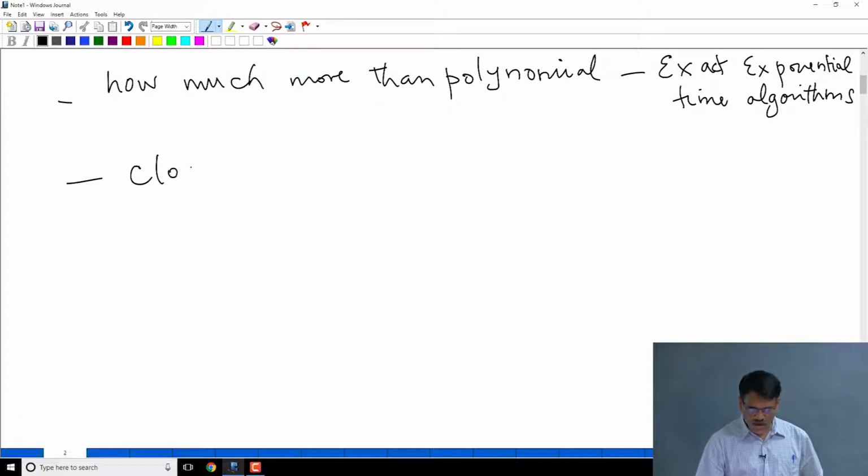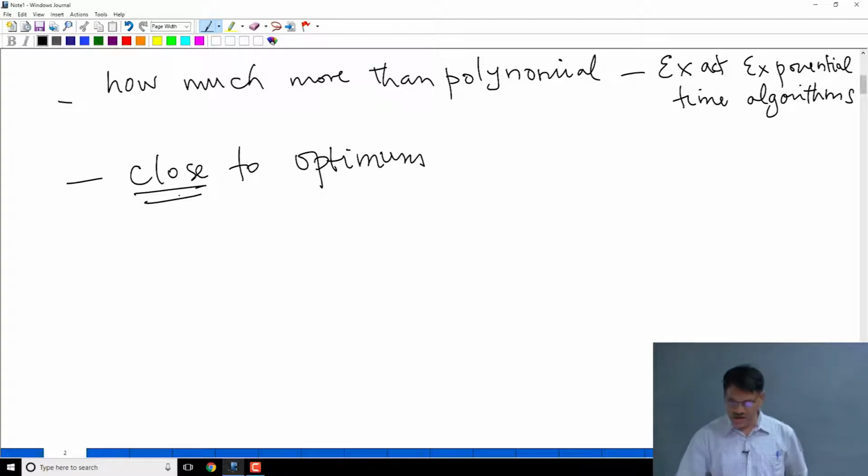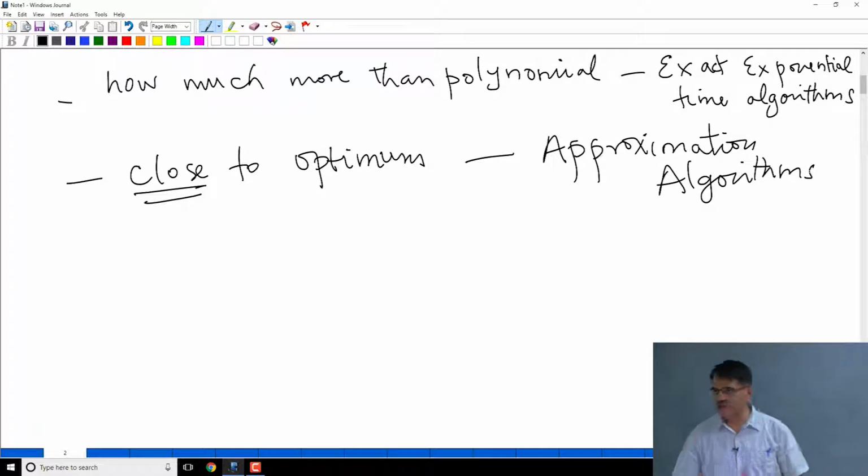Suppose I do not want the exact optimum, but I want something close to optimum. How close to optimum can I get in polynomial time? This is a topic of approximation algorithms. These are well developed areas in the last 40 years of algorithm design.